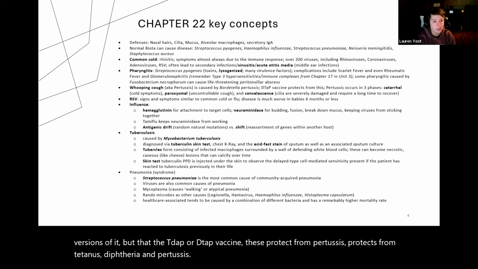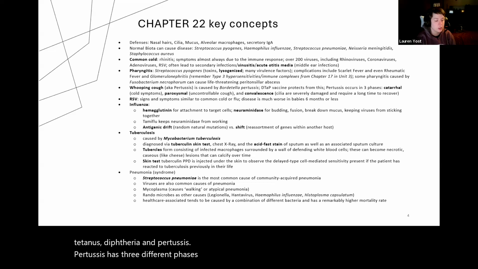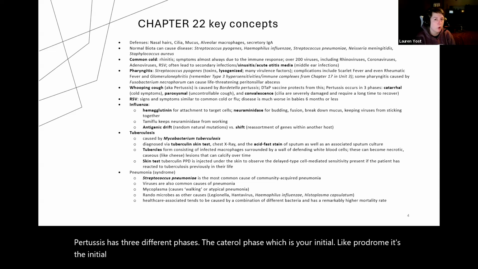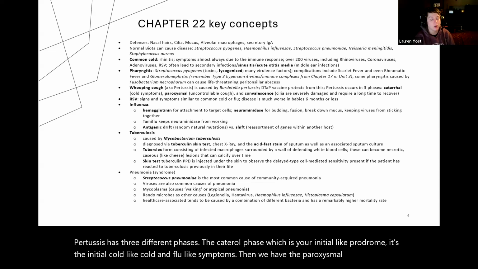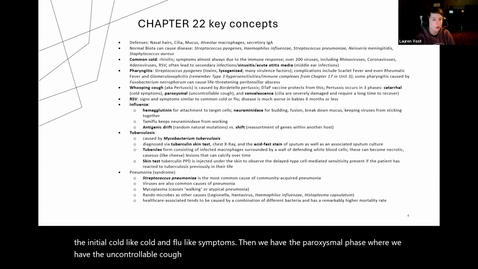Pertussis has 3 different phases. The catarrhal phase, which is your initial prodrome, it's the initial cold and flu-like symptoms. Then we have the paroxysmal phase where we have the uncontrollable cough and that whooping of trying to catch your breath in between your coughs.